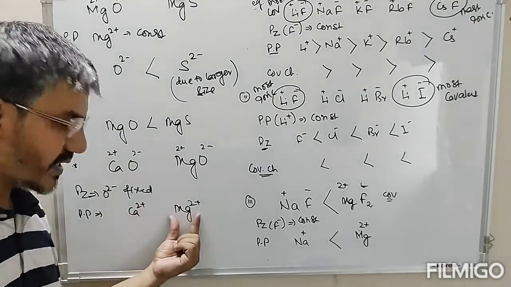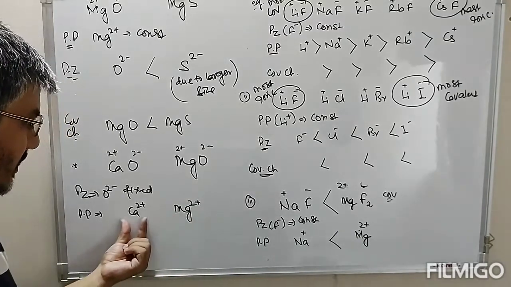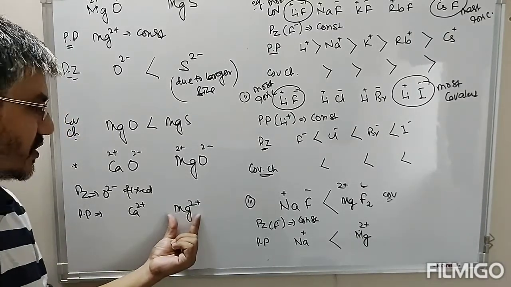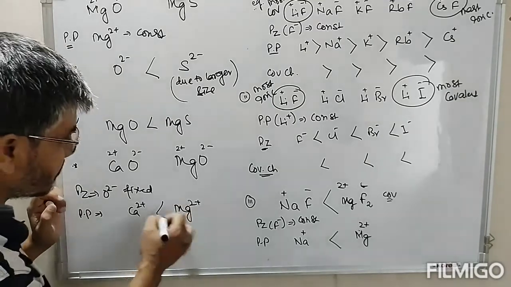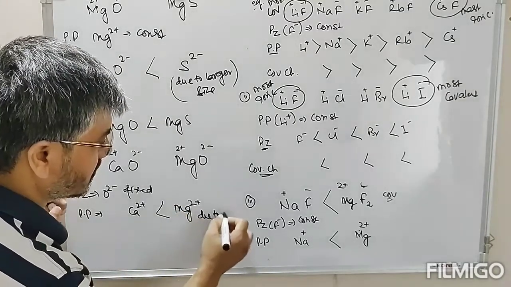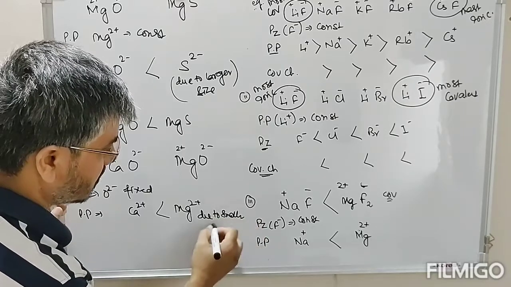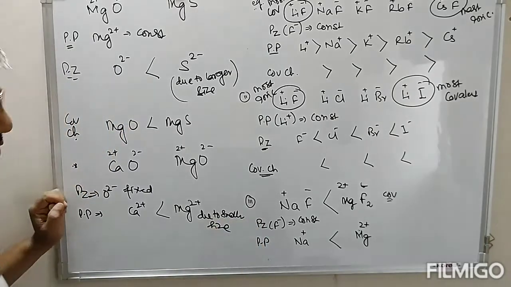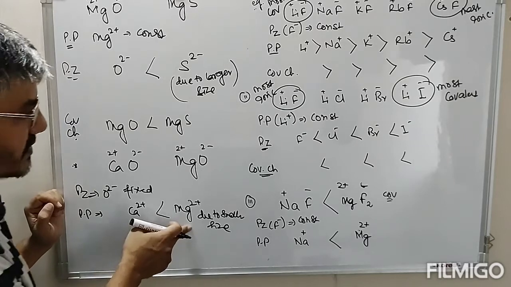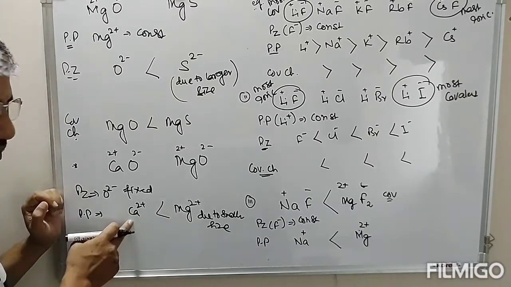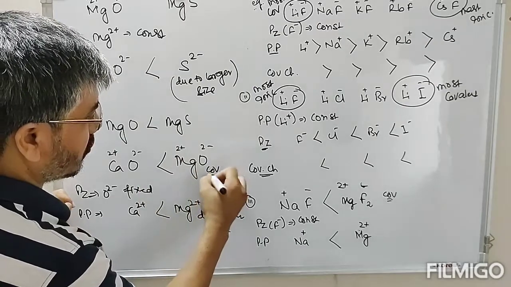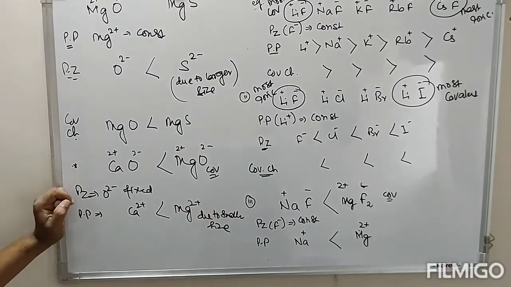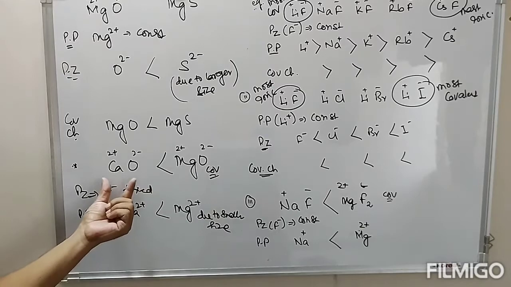As the size of magnesium is smaller than that of calcium, this magnesium will have more polarizing power than that of calcium, smaller size. So therefore the compounds formed by magnesium will be more covalent than compounds formed by calcium. So if you look at it, this is covalent character. Magnesium oxide is more covalent than calcium oxide.